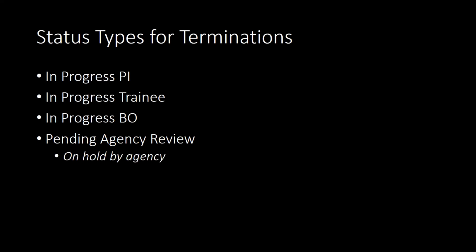Now, the agency, for whatever reason, they still need to accept it. So they might put it on hold by agency. Maybe they never got their payback agreement for their postdoc, or they didn't get their permanent residency card or whatever at the time of appointment. So it may stay on hold by agency. And then eventually you're going to want to see that the termination was actually accepted.